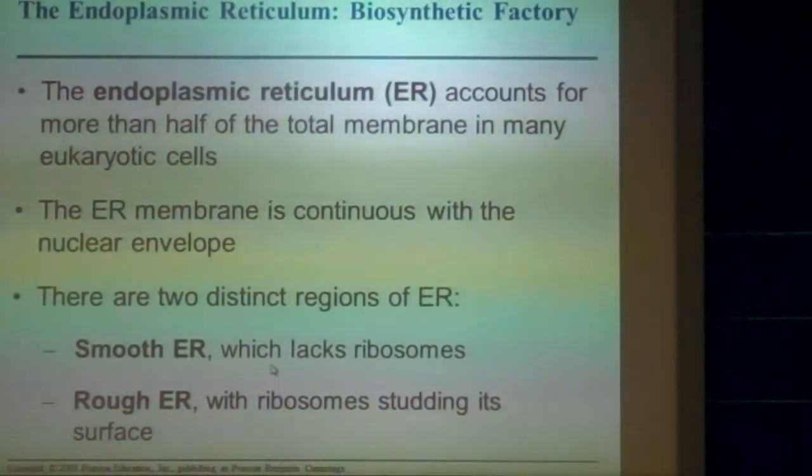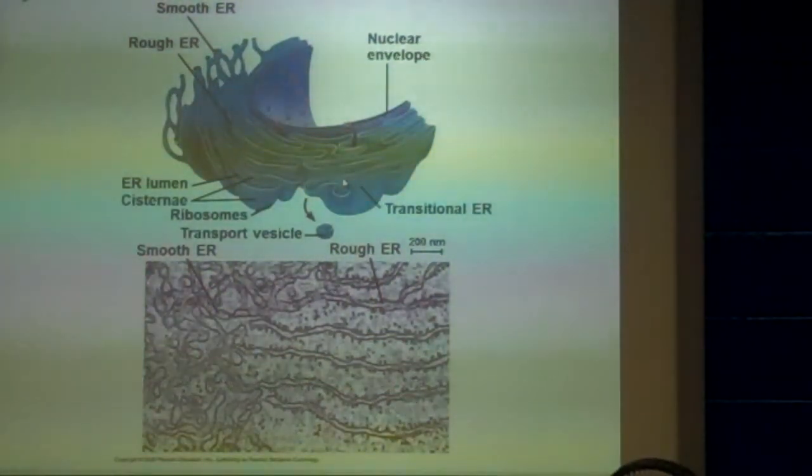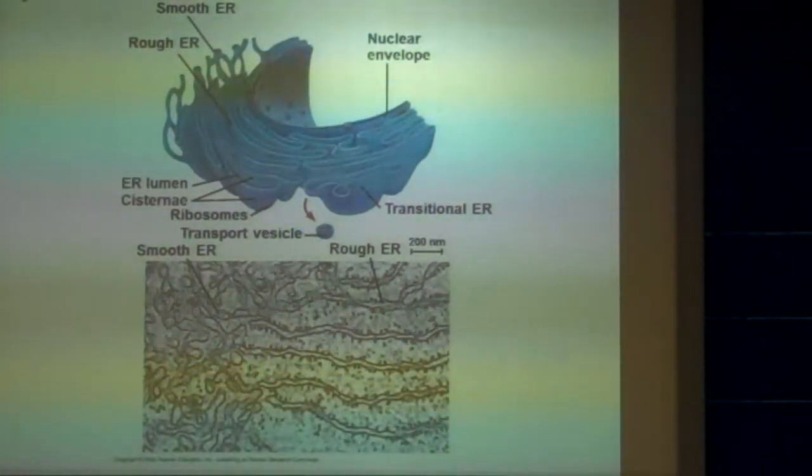Smooth ER does not have the ribosomes. Rough ER does. Here's a good picture. So stuff that's being transported is going to get processed in the ER, and then it'll bud off little vesicles to take it from the ER to the Golgi.